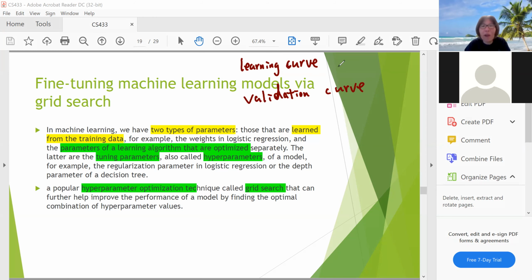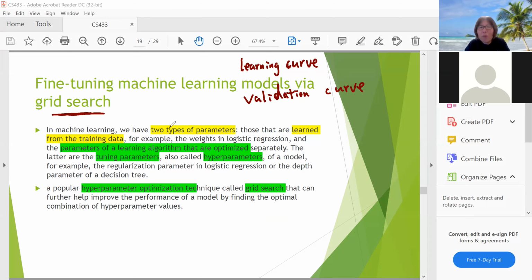The learning curve is regarding the number of samples versus accuracy. The validation curve is regarding the hyperparameter values within a certain range and the accuracy. Today we will learn that in sklearn, there is another approach that can support us to do fine tuning. It's called grid search.